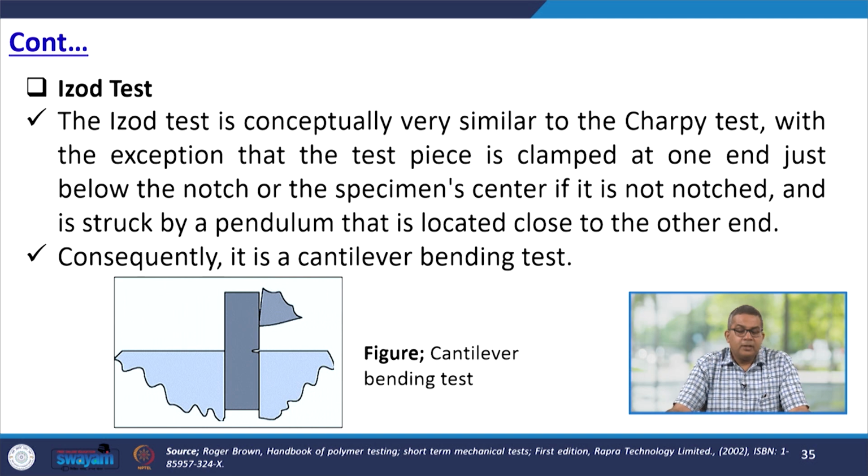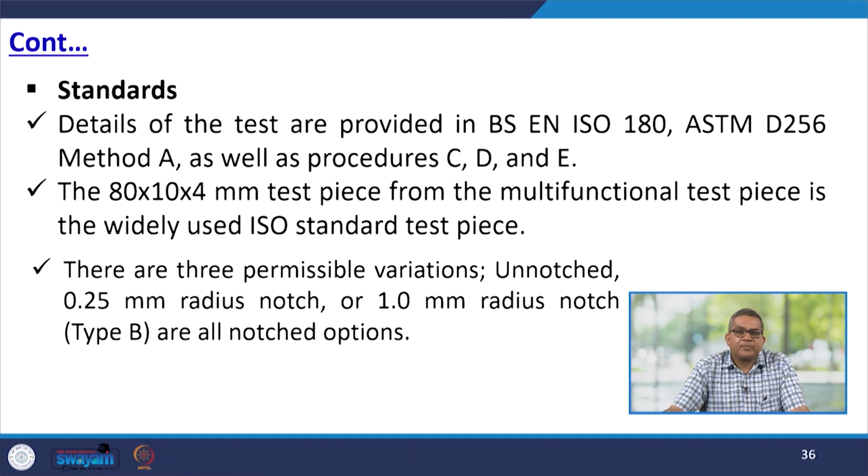The Izod test. The Izod test is conceptually very similar to the Charpy test, with the exception that the test piece is clamped at one end, just below the notch or the specimen center. If it is not notched, then it is struck by the pendulum that is located close to the other end. Consequently, it is a cantilever bending test. You can have a look in this particular figure about this cantilever bending test.